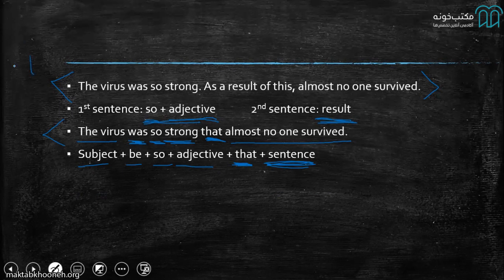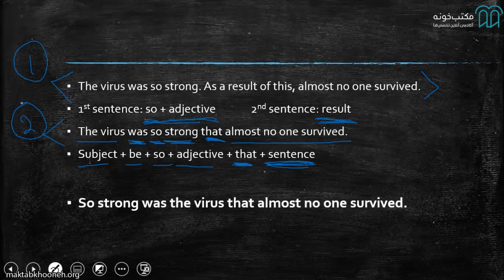So the first step is to have two separate sentences like that. Then is to combine these two sentences with so that. And then finally, you can make that inversion and make it into advanced grammar. And it would look something like this. So strong was the virus that almost no one survived. Now, how did I make this happen?